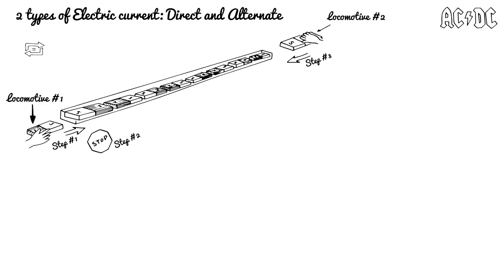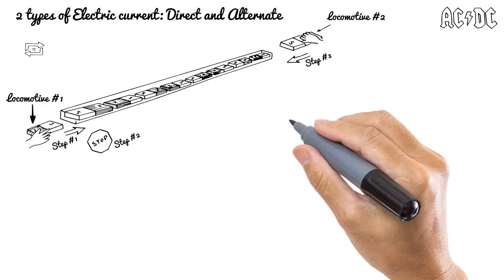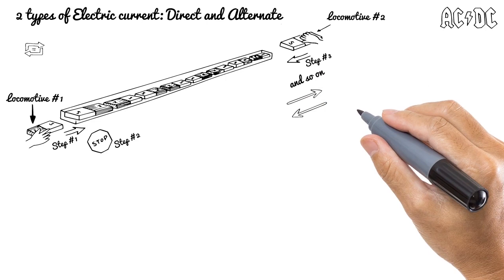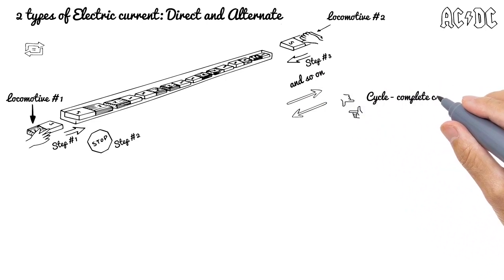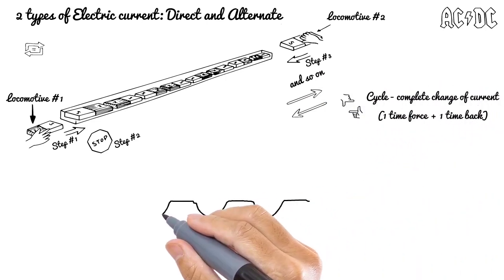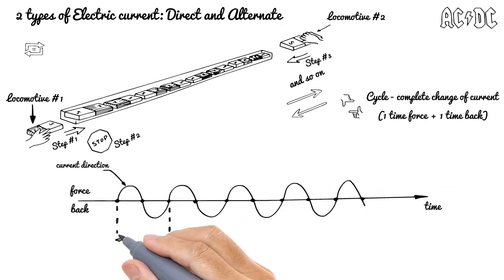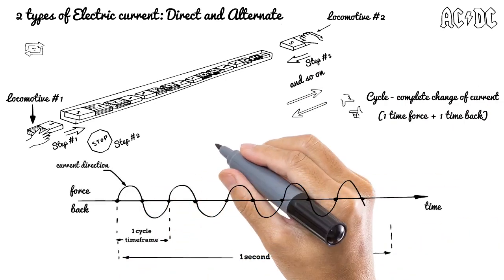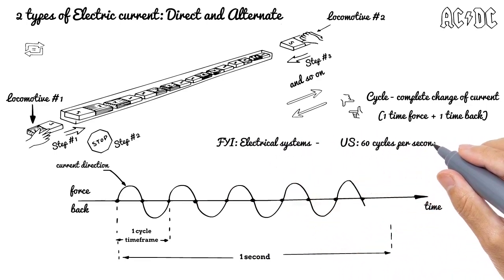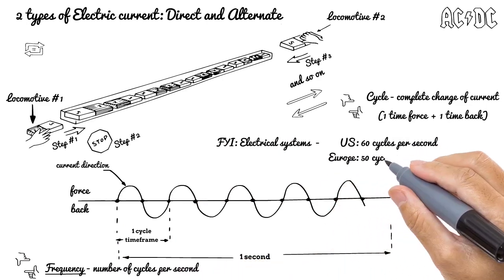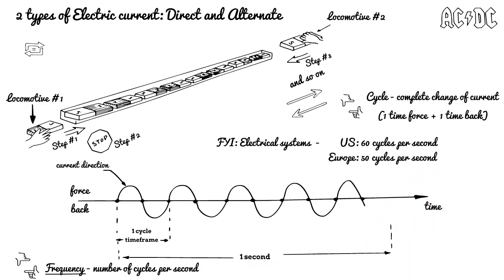Once all your wagons return to the initial position, the left locomotive starts moving all wagons to the right, and so on. A complete change of current between the same positions after moving one time back and forth can be named a cycle. In the United States, electrical systems are designed to use 60 cycles per second. The number of cycles per second is also named frequency. In Europe, a 50 cycle frequency is used in electrical systems, by the way.